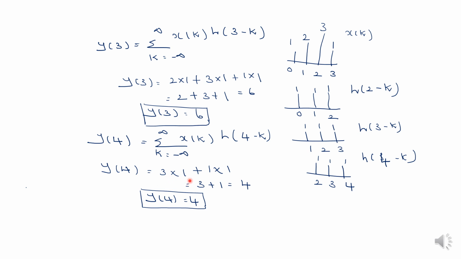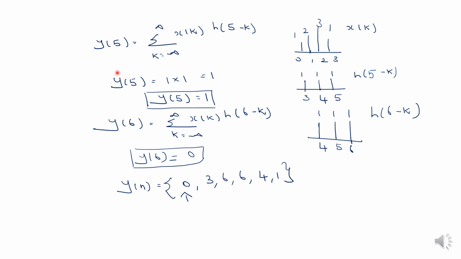So that is how I have written it here. Plus, for k is equal to 3, the value is 1. Similarly, for k is equal to 3, the value is 1 here. Therefore, 1 into 1 is 1. So 3 into 1 is 3, plus 1 into 1 is 1. 3 plus 1 is 4. Hence, we have arrived at y of 4 is equal to 4.